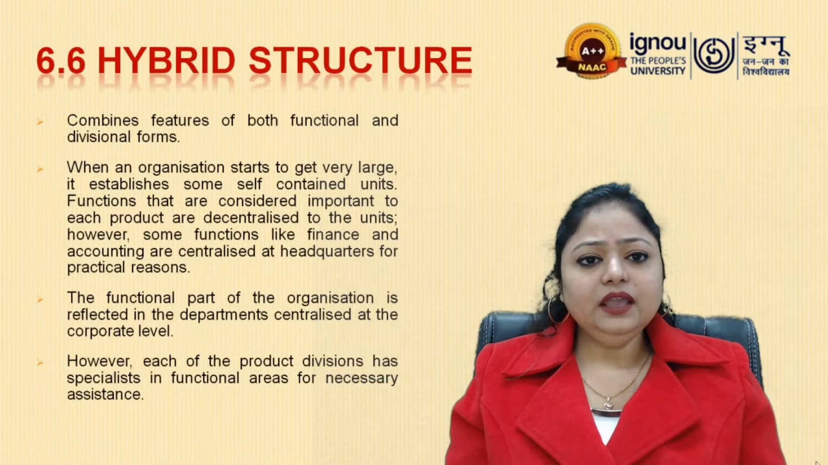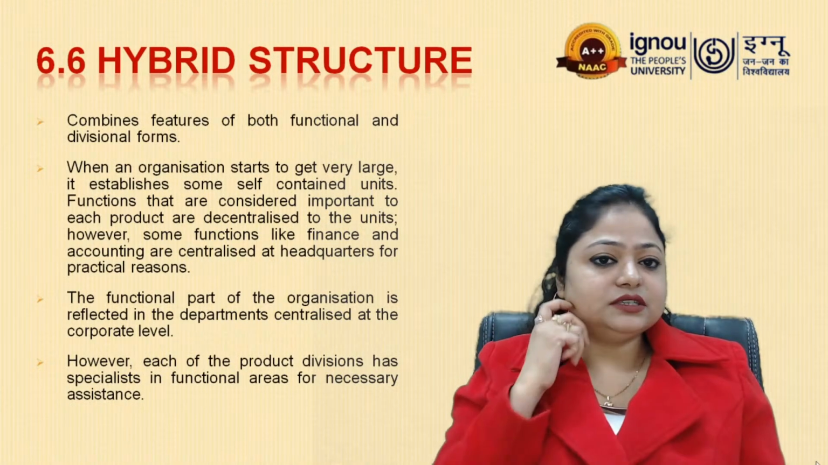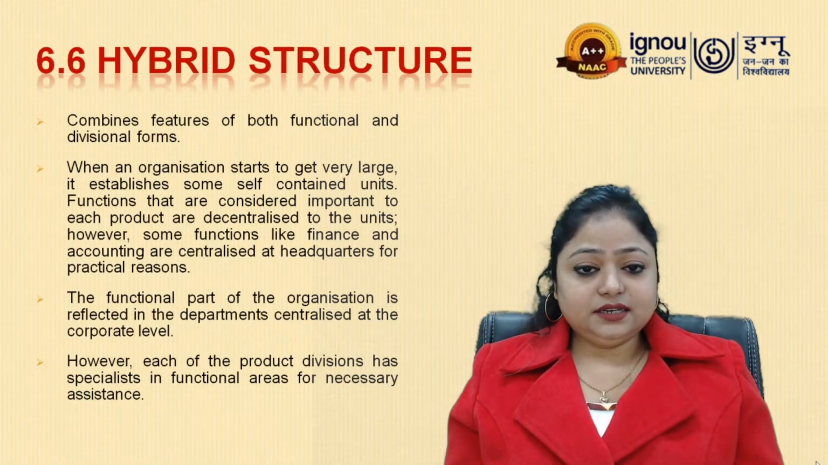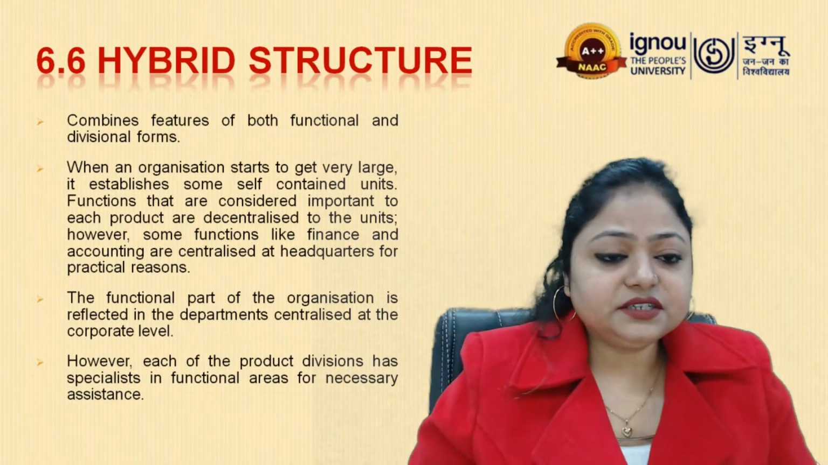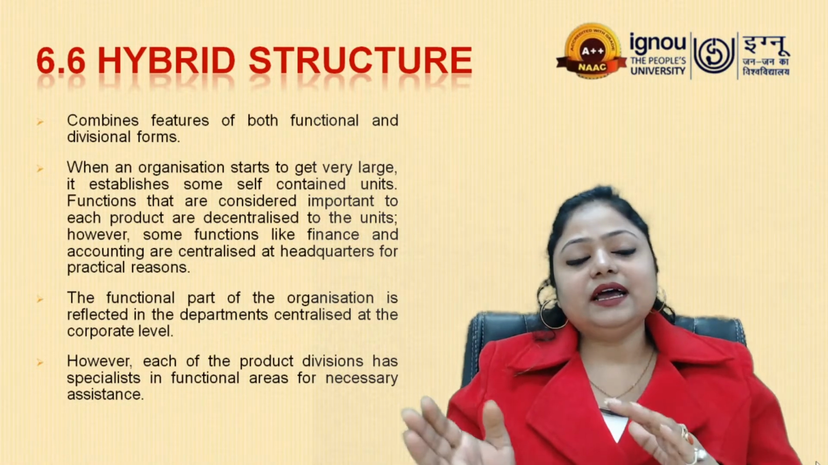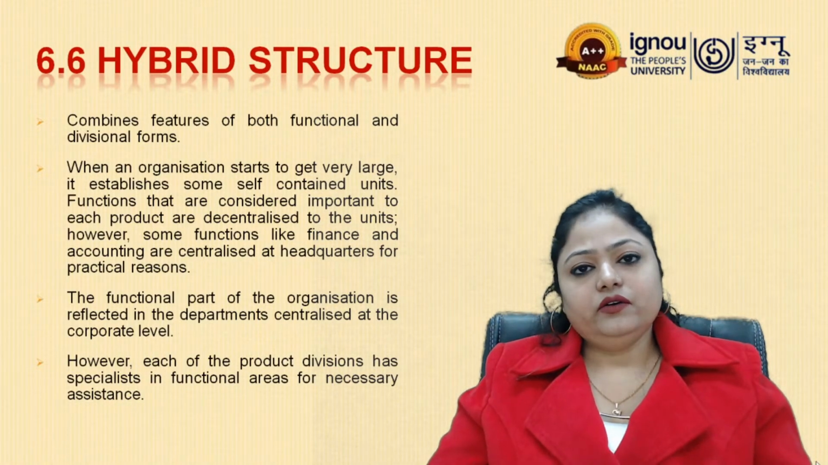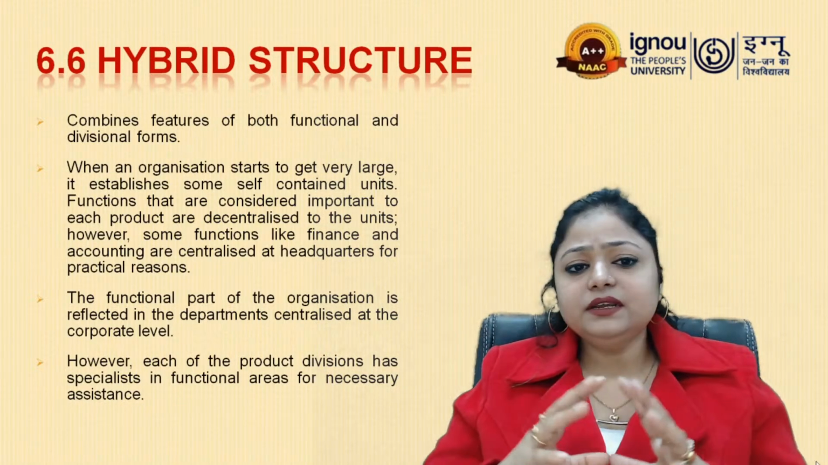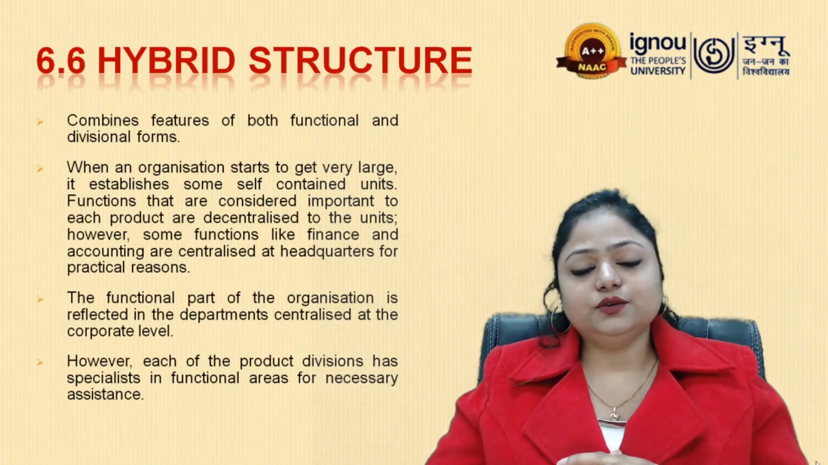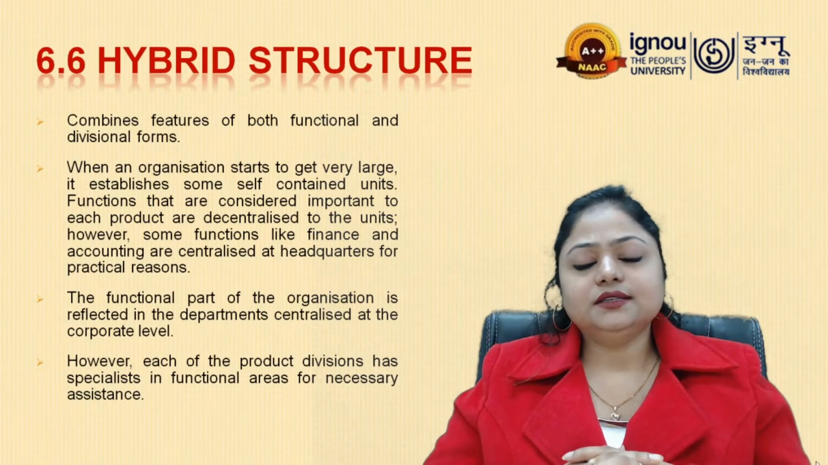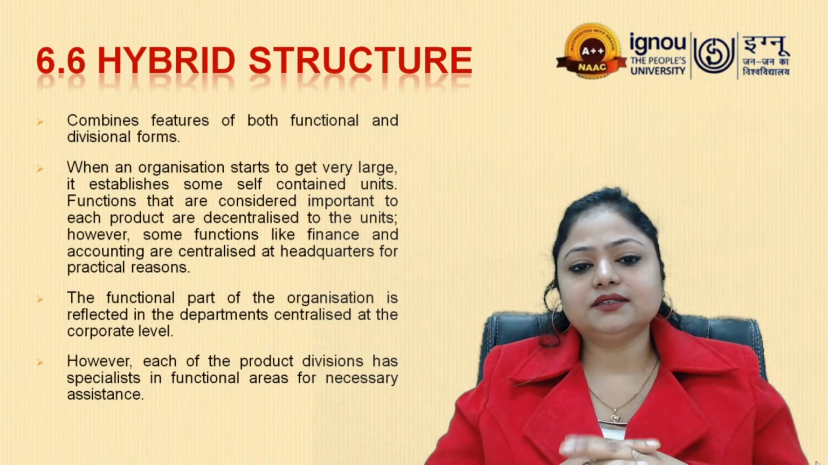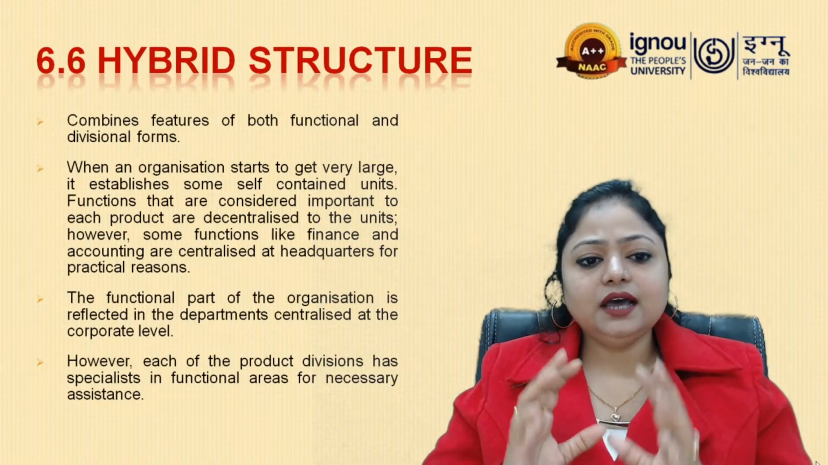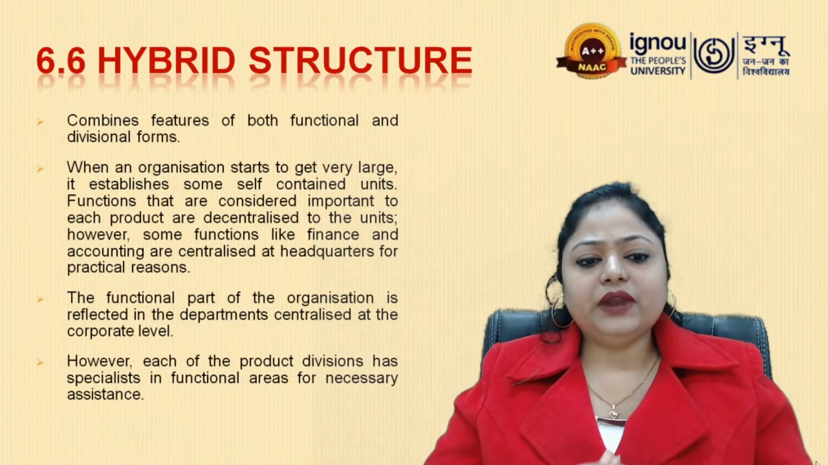Okay, then hybrid structure is another structure or design which we could consider here while discussing. It combines the features and advantages of the functional as well as the divisional form of organizational structures. So when organizations start to get very large, they establish some self-contained units. Functions that are considered important to each product are decentralized to the units. However, some functions like finance and accounting are centralized at headquarters for practical reasons.